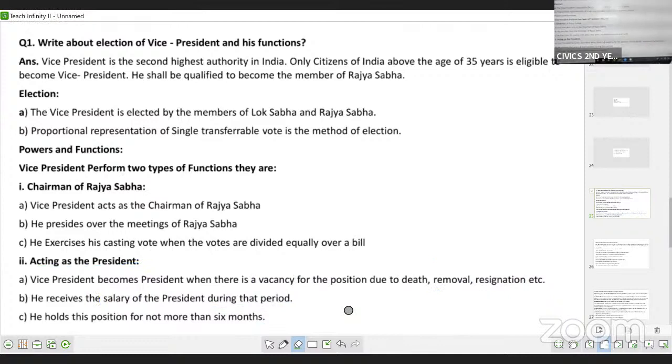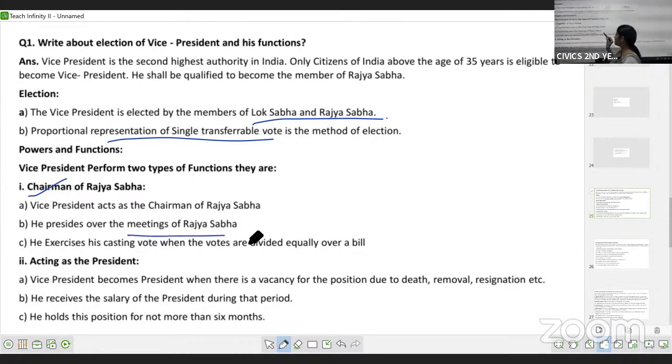Okay, simple answer. Vice president, how is he elected? What are his functions? He is elected by the members of Lok Sabha and Rajya Sabha. The method of election is proportional representation by single transferable vote. He performs two functions. One is he is the chairman of Rajya Sabha. As the chairman of Rajya Sabha, he conducts the meetings of Rajya Sabha. He can cast his vote when the votes are equally divided.